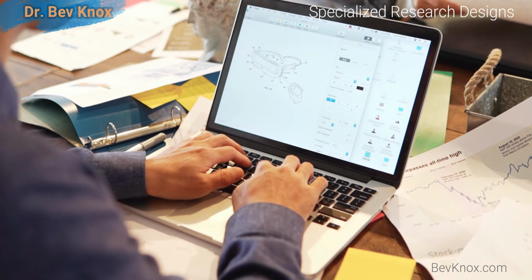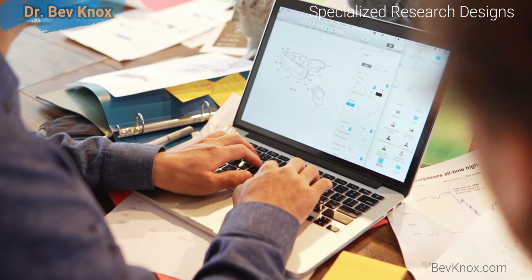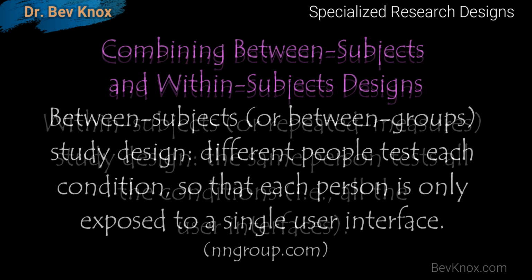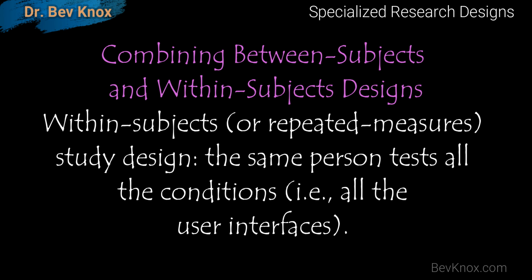Now let's review some specialized research designs. First being combining between subjects and within subjects design. A between subjects, also known as between groups study design, is where different people test each condition so that each person is only exposed to a single user interface. And within subjects or repeated measures study design, the same person tests all the conditions.